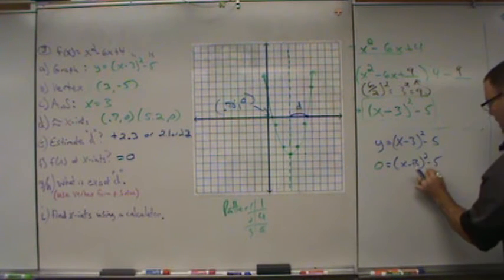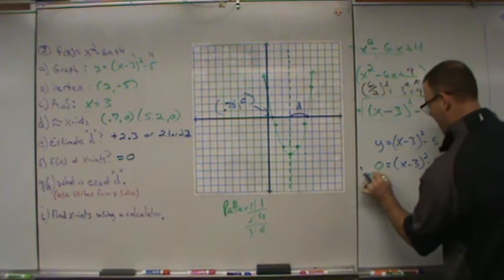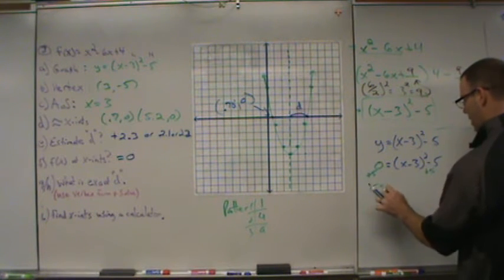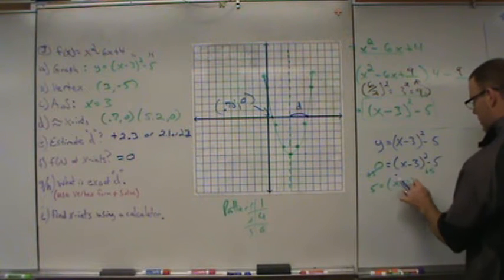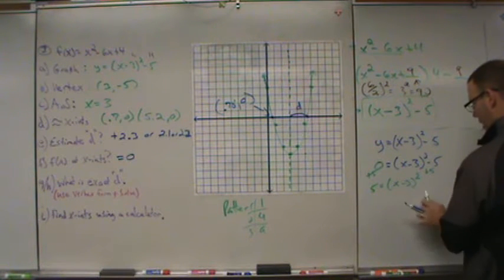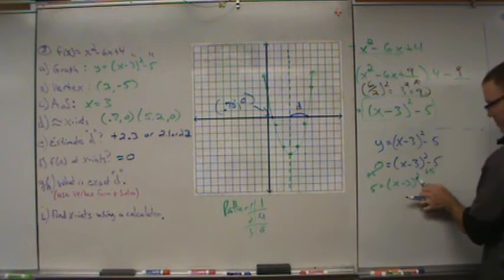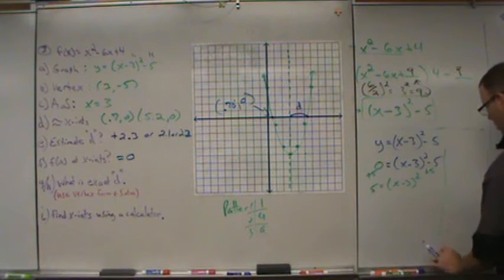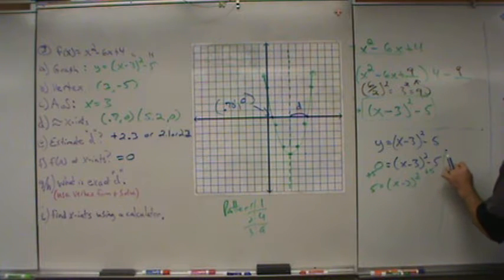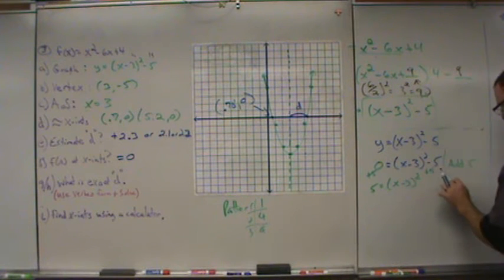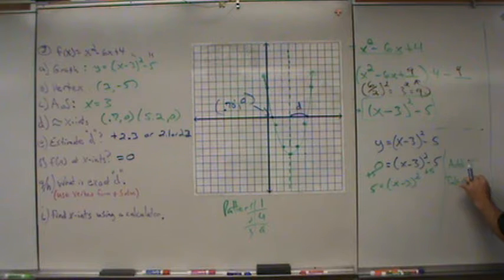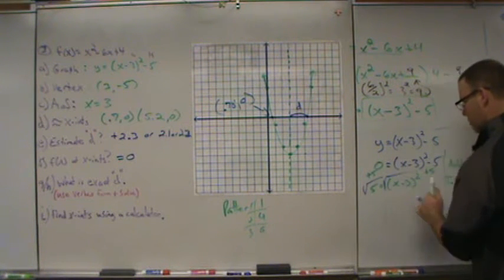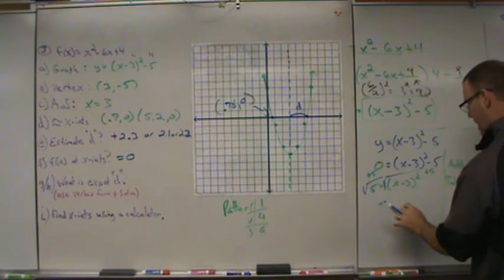How do I solve? I solve by getting rid of 5, so I add 5 to both sides. So I'm going to do one step at a time. 5 is equal to (x minus 3) squared. Now, I need to get rid of the exponent. It's the only thing I can do. How do I get rid of exponents? I take the square root. So I'm just going to put some justifications over here. Over here I added 5. Here I'm going to take the square root of both sides. And watch, you'll see what happens.